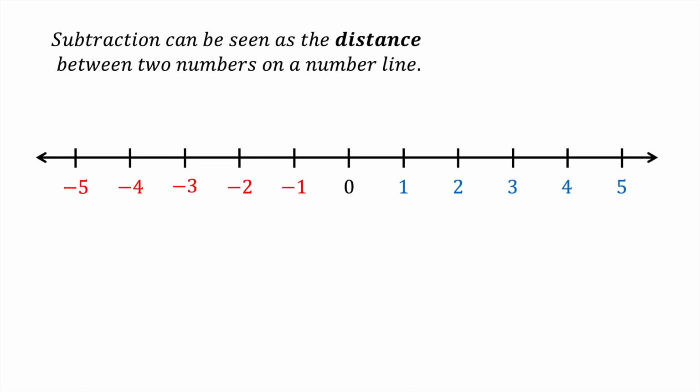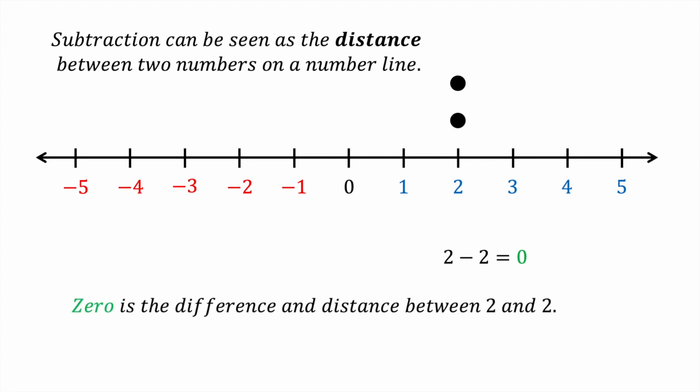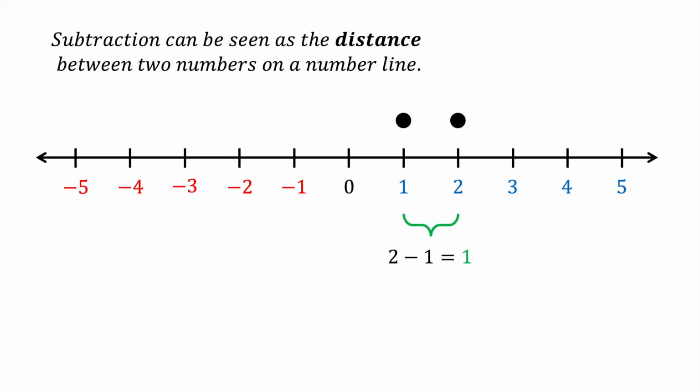The key to understanding subtraction is to think of subtraction as a difference between two numbers, or the distance between two numbers on a number line. Let's begin with the difference or distance between 2 and 2. Obviously, the difference between 2 and 2 is 0, and this is done by subtracting 2 from 2, since 2 minus 2 equals 0. Now let's look at 2 minus 1, whose difference or distance is 1, since 2 minus 1 equals 1. Similarly, with 2 minus 0, whose difference or distance is 2, since 2 minus 0 equals 2.